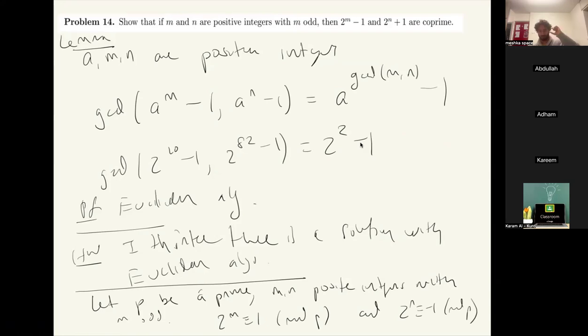Does it make sense how it's equivalent? Yes. If we suppose that such a prime exists, then we have 2 to the m minus 2 to the n. Maybe we can subtract these two.